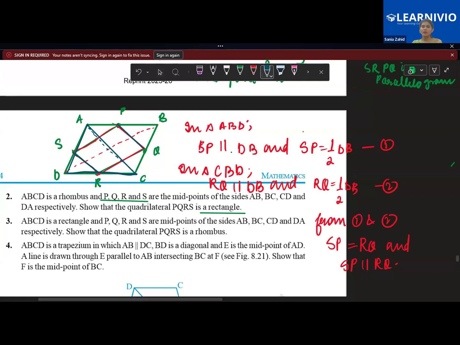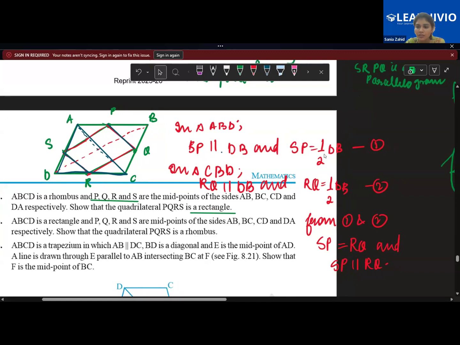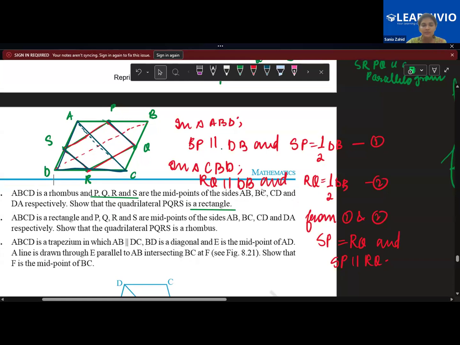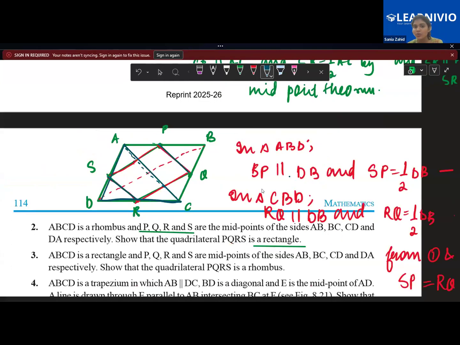Children, did you copy this part? Please tell me. Yes, ma'am. Okay, now just stop here. Why? From here, you got one point, that it is a parallelogram. Do not write the second point. Do not try to prove PQ is parallel to SR and PQ is equal to SR. Why? We'll go by another method.